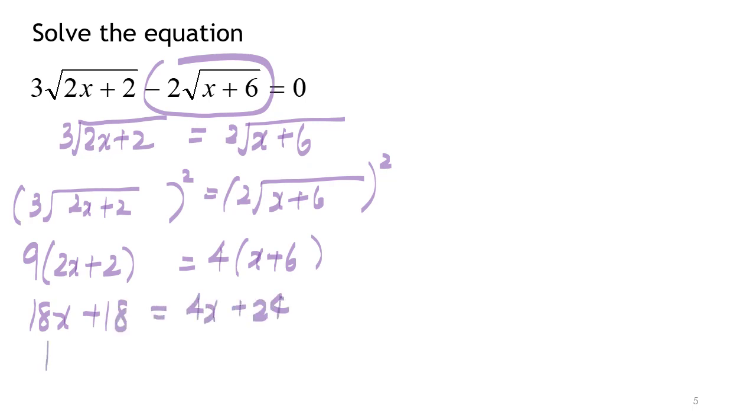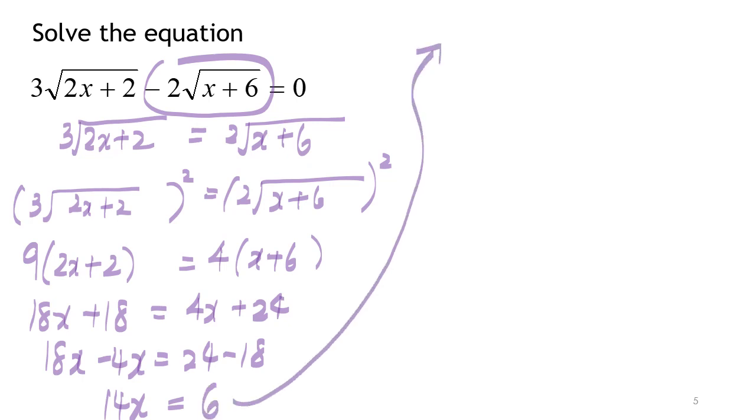All right, so we can bring the terms together. 18x minus 4x gives you 14x. 24 minus 18 will give you 6. Okay, so from here x will be 6 divided by 14. You can simplify it. Do not leave your answer at 6 over 14 because it can still be simplified further to give you 3 over 7.